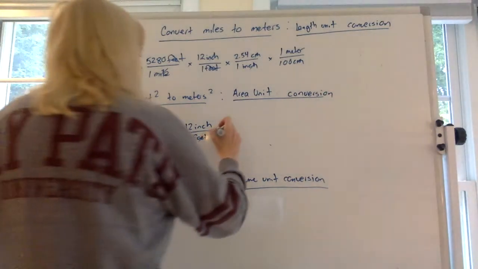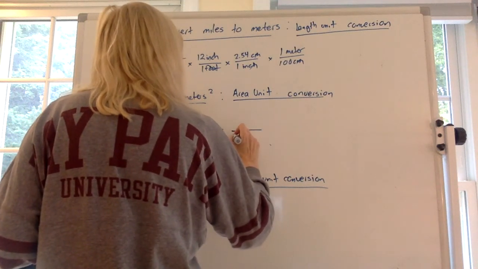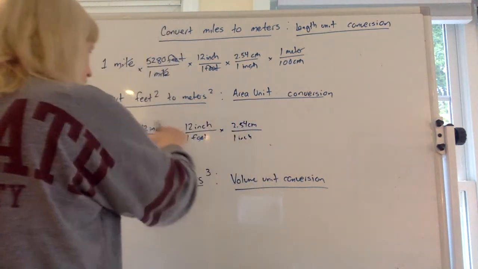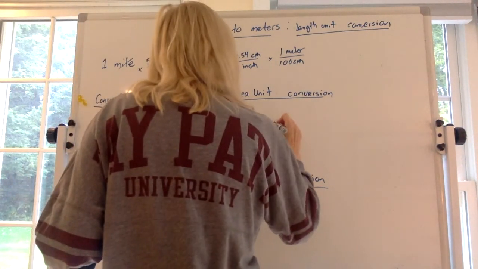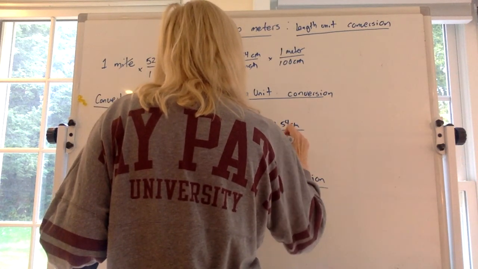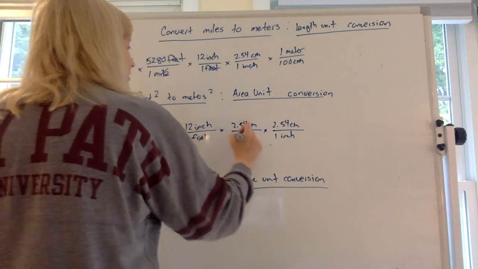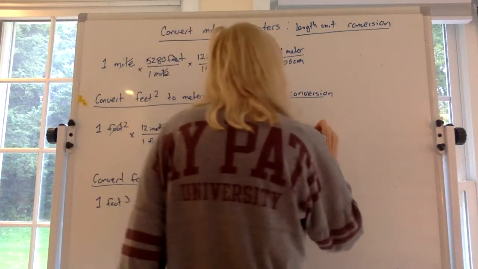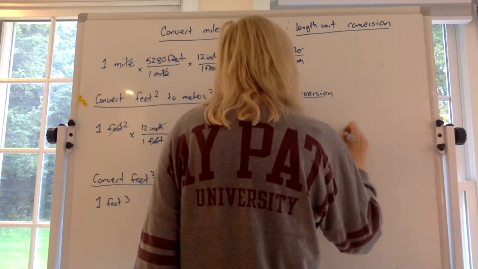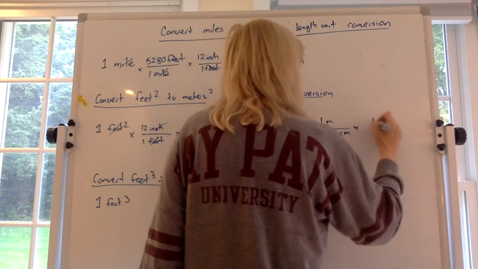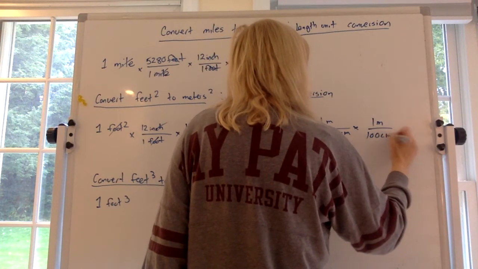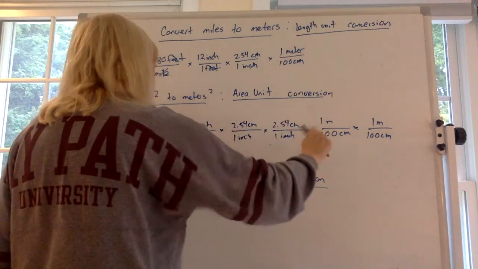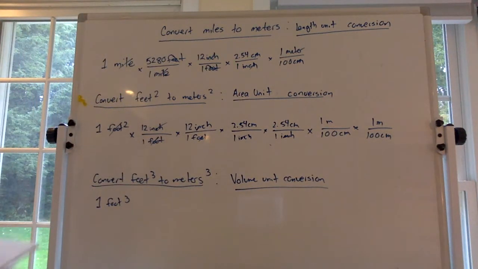Now I want to cross over into the metric world. So what do we say? 1 inch is 2.54 centimeters. But I have to do it twice because I have 2 inches on top. So the inches cancel out, and now I've converted feet squared to centimeters squared. But I want to get to meters squared, so I have to do 1 more. What do we say? 100 centimeters per 1 meter, and you have to do it twice. So you take out your calculator and do 12 times 2.54 times 2.54 divided by 100 divided by 100, and you should get your answer there.